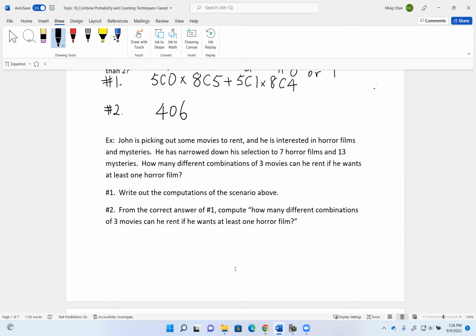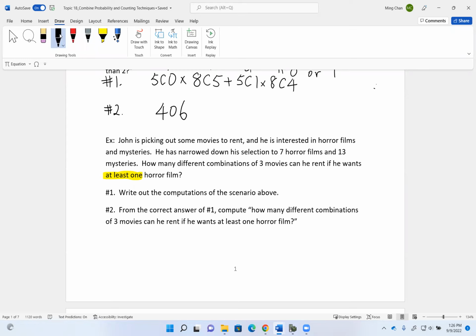Okay, how many different combinations of 3 movies can he rent if he wants at least 1 horror movie? So this one is at least 1. We are selecting 3 movies, basically, right? In the 3 movies, he wants at least 1 of them to be horror films. Okay, so let's think about our possibilities.